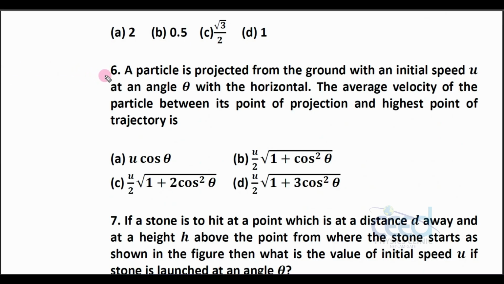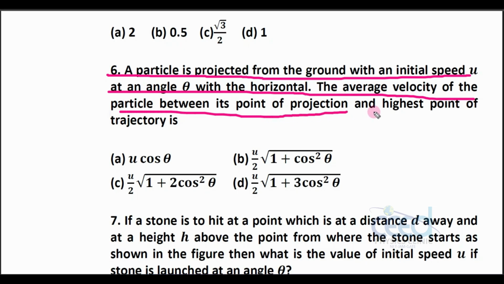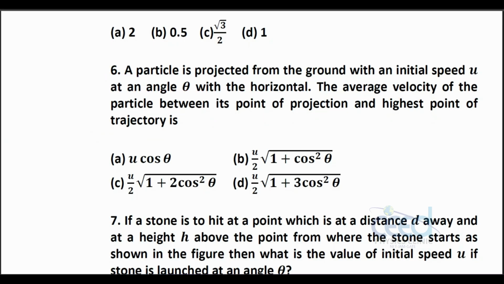So here the problem is, a particle is projected from the ground with the initial speed u at an angle theta with the horizontal. The average velocity of the particle between its point of projection and highest point of trajectory is. So one projectile started from here, right? When it reaches maximum height, between starting point and this maximum height, what is average velocity?